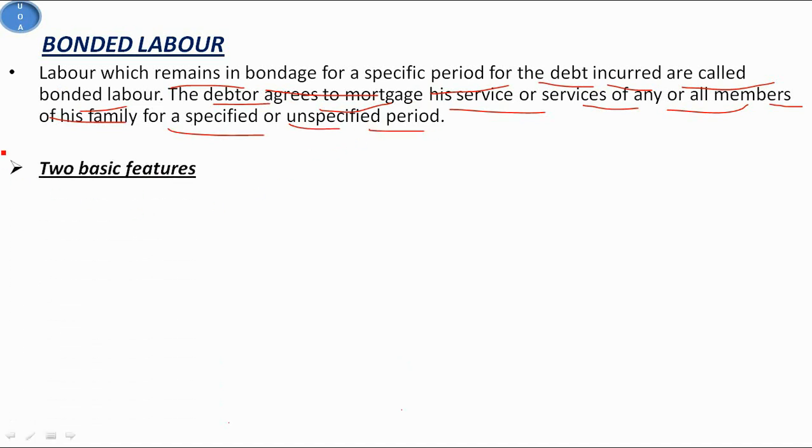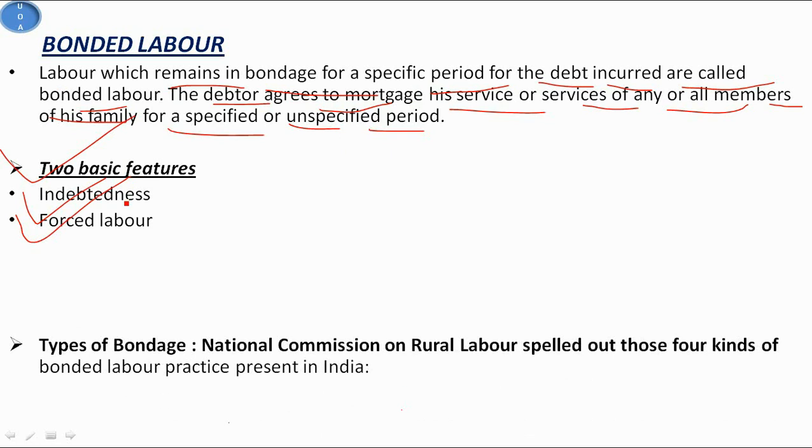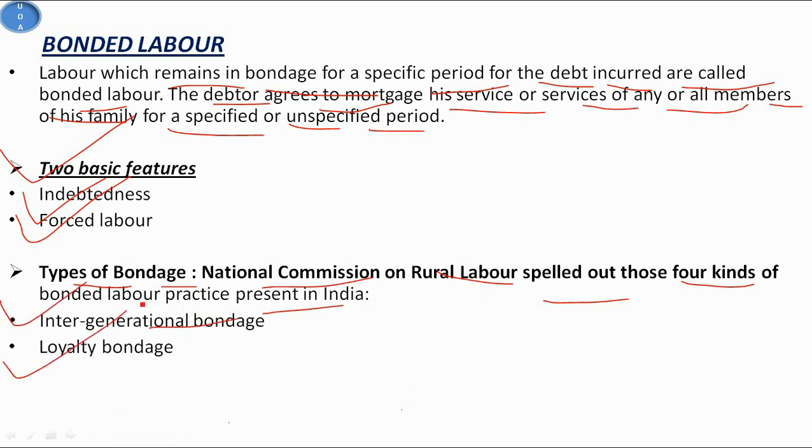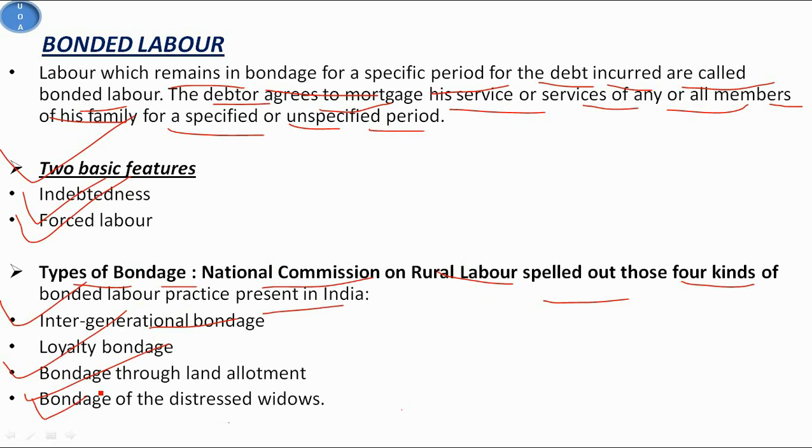So then there are basically two basic features. The first is that of indebtedness and the second one is forced labor. Now we see the types of bondage. The National Commission on Rural Labor spelled out four kinds of bonded labor practices present in India. The first one is intergenerational bondage, the second is loyalty bondage, the third is bondage through land allotment, and the fourth is the bondage of distressed widows.